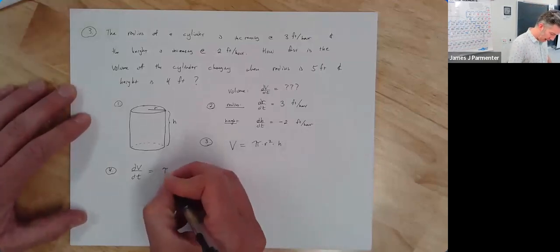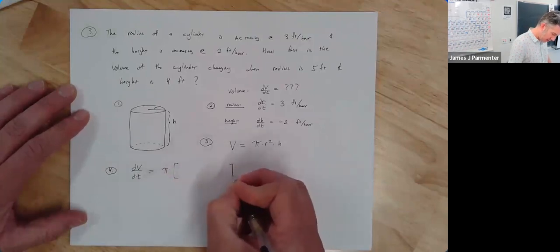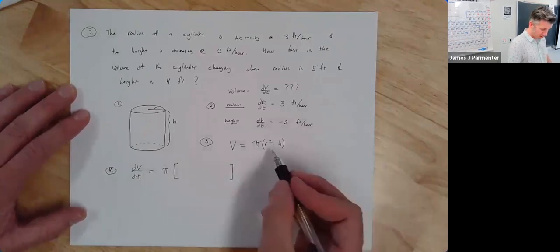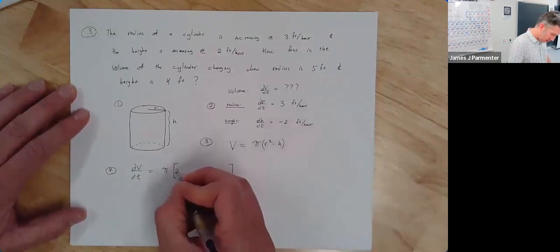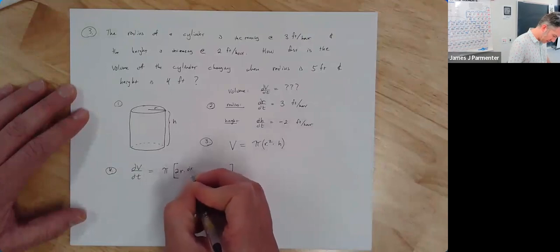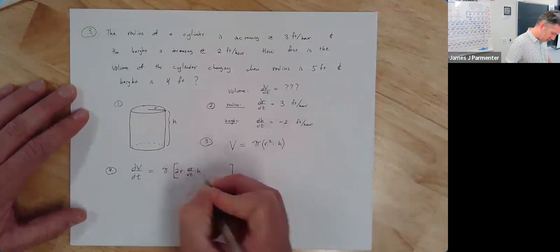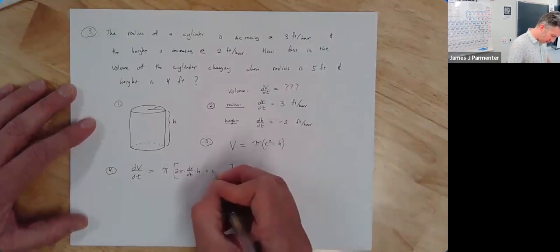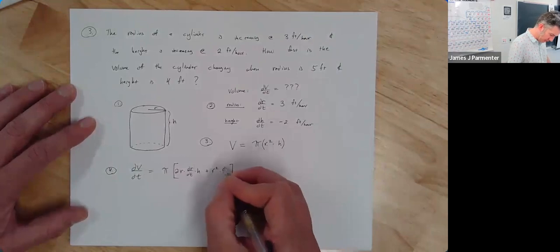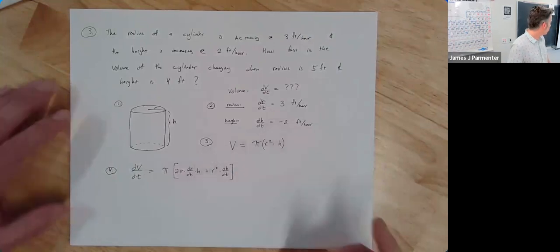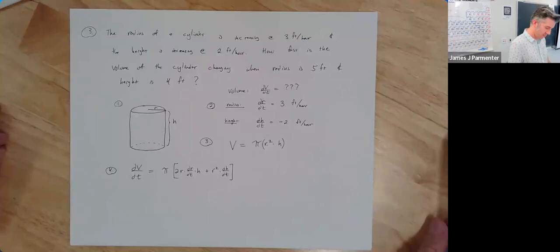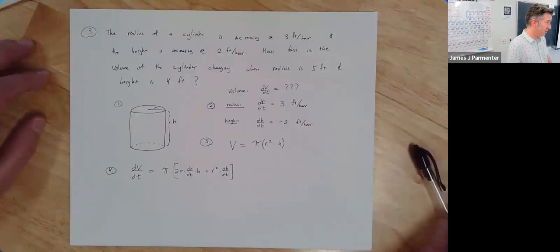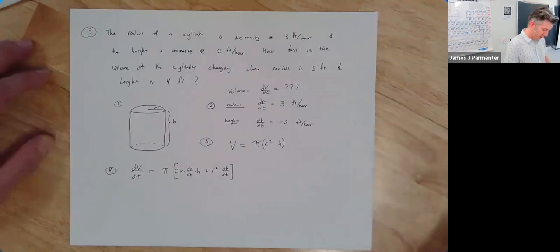I would leave the pi out as a constant and then take the derivative of r squared times h using the product rule. The derivative of r squared is going to be 2 times r times the derivative of r, times h, plus, now we leave the r squared alone, and the derivative of h is dh/dt. Now I think we can plug in for all the unknowns and find dV/dt. Let's do it.